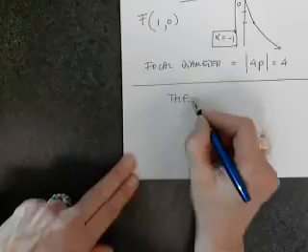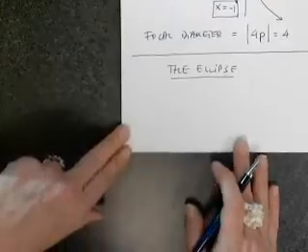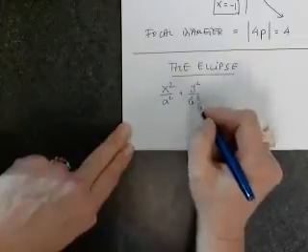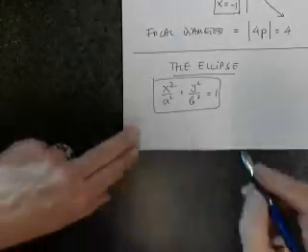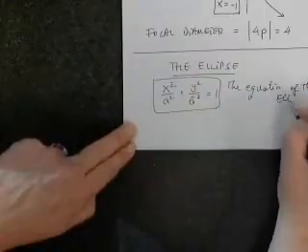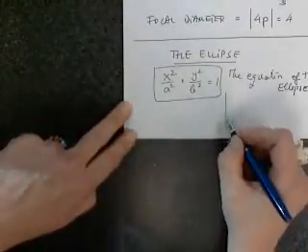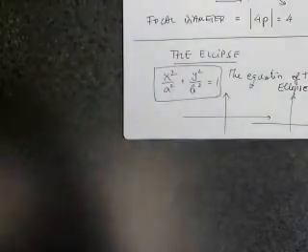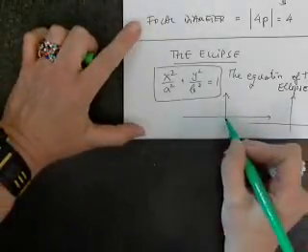The ellipse. x squared over a squared plus y squared over b squared equals 1. This is the equation of the ellipse. How does it look like? An ellipse can look like this. We're talking about the ones with the center on the x-axis, the origin.